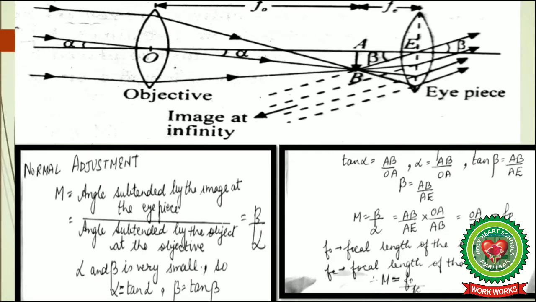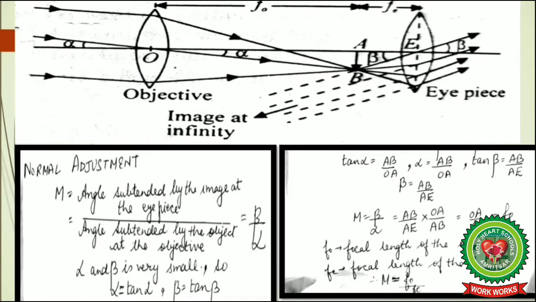Now this image acts as an object for the eyepiece. Now since this is kept at F0, the image will be formed at infinity. We know that whenever the object is kept at the focus, the image always forms at infinity. Normal adjustment: M is equal to the angle subtended by the image at the eyepiece to the angle subtended by the object at the objective. This is equal to beta over alpha.